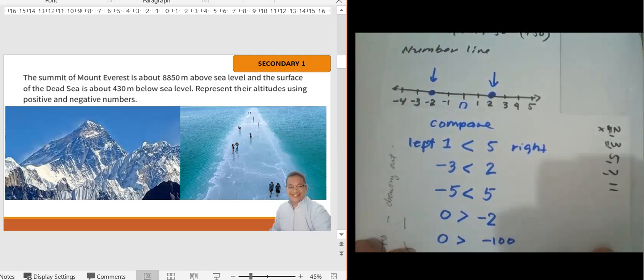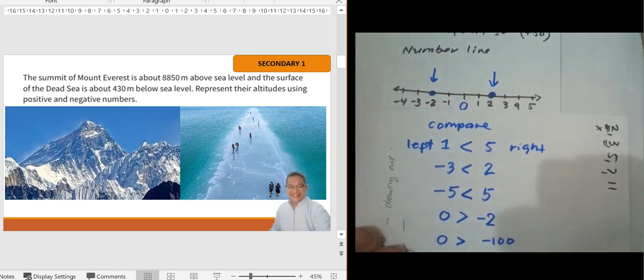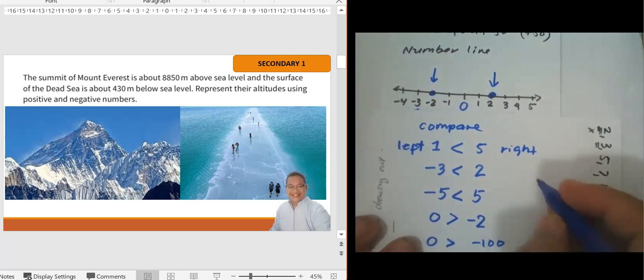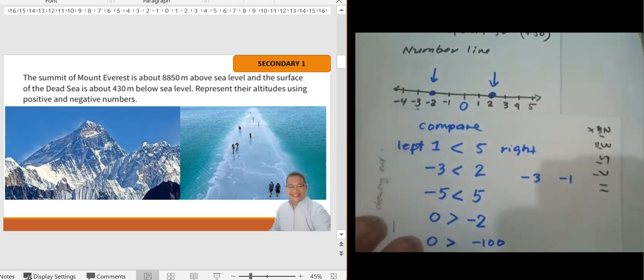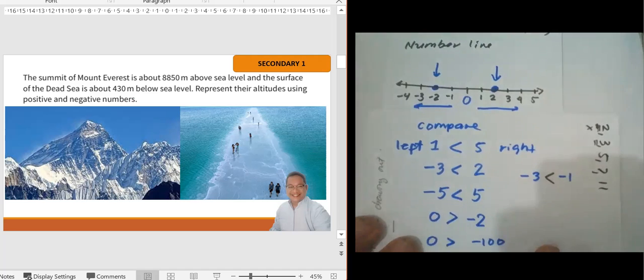Okay, so that's what I would like you to know, that we can actually compare integers using this. Now you actually need to visualize that. Let's try one more example. Let's say now that you have negative 3 and negative 1. Which one is greater? As you can see, this is less than this. Why? Because this is to the left of negative 1. Whichever is on the left of a number, that is the smaller one.